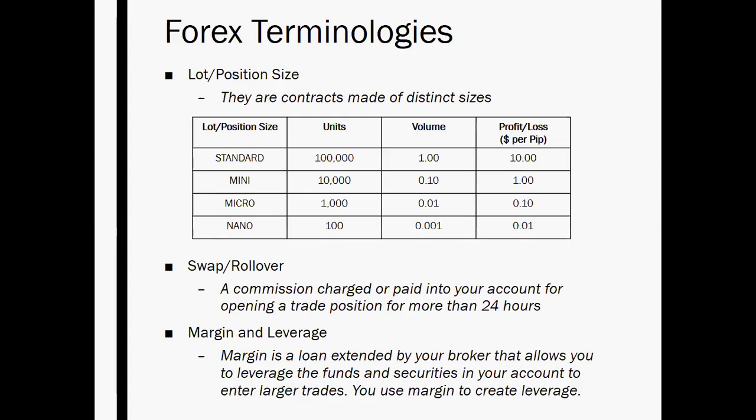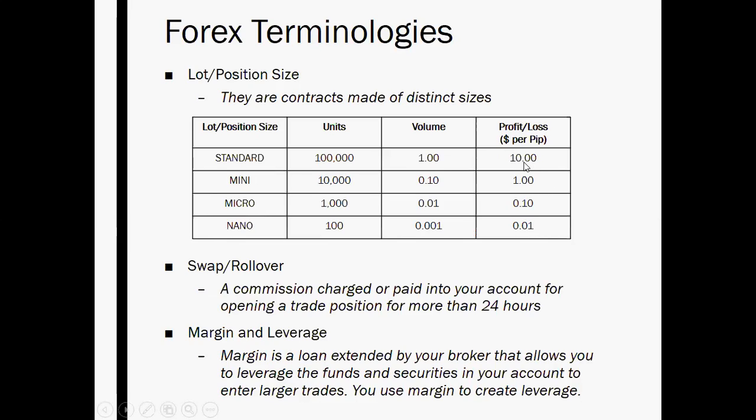Each of them has its units. For the standard lot size, it is 100,000 units, and the volume is 1.00. What this simply means is that for every single pip that your trade is doing, for a standard lot, you are either earning or losing $10 per pip.